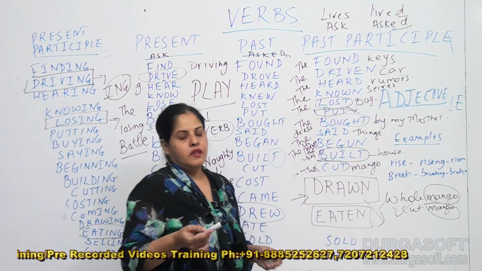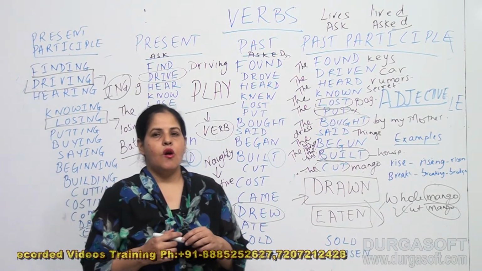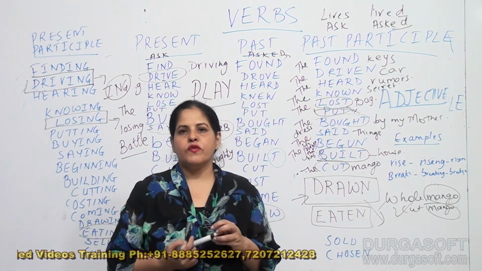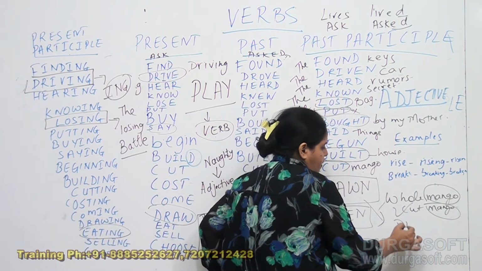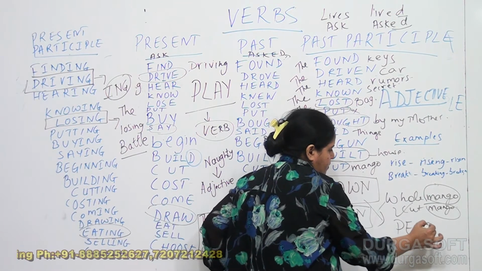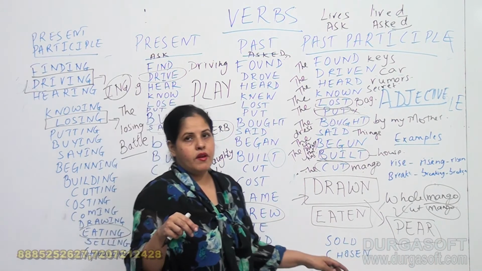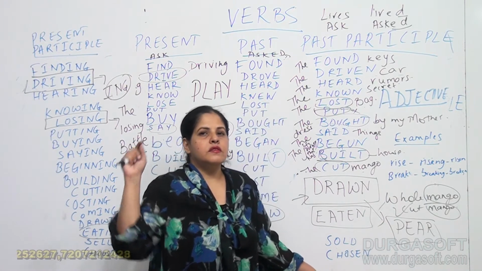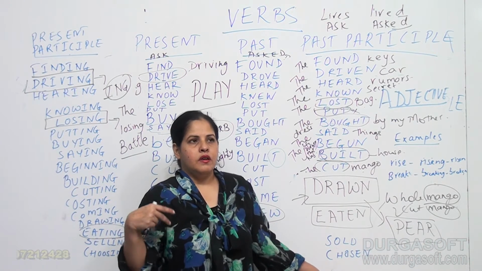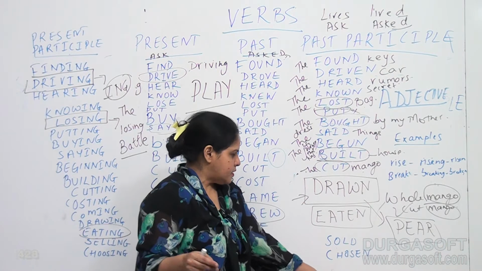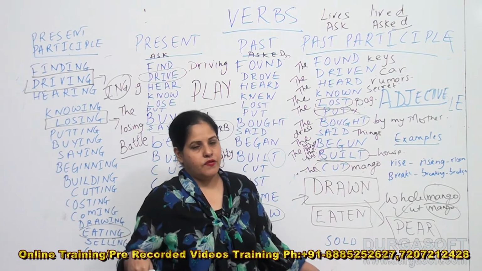Eaten. We can take an example of a fruit. What fruit can it be? Okay, again we can take an example of a pear. A pear is a green color fruit. Now, if we take the example of a pear, the girl wants to eat a pear. The girl wants to eat a pear. The girl ate the pear is the past form.